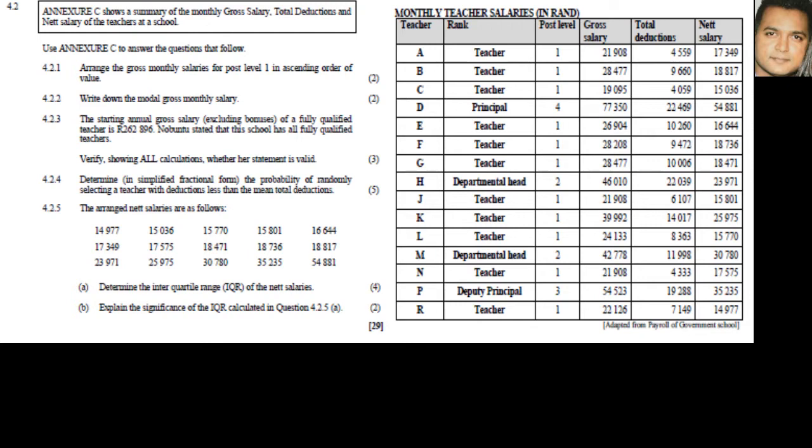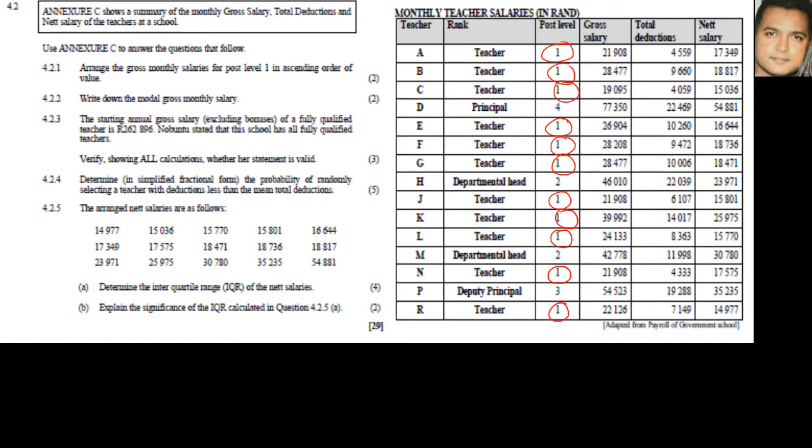Okay, so on the right hand side here, you'll notice that we have the annexure, which they're speaking of, and it has the salaries. So there's just two things we need to focus on in this question. Firstly, we need to look at only the post level 1, right? And secondly, we need to look at arranging those amounts in ascending order. So we have 1, 2, 3, 4, 5, 6, 7, 8, 9, 10, and 11. So these are the post level ones.